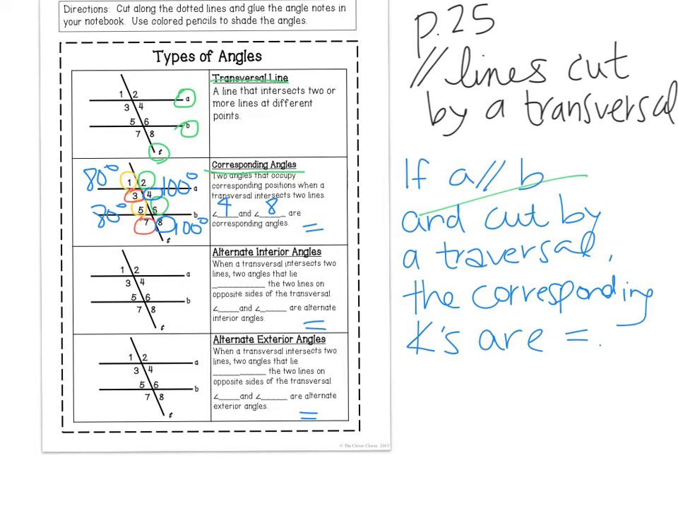All right, alternate interior angles. Basically, you need to know what interior means. Interior means inside, right? So we're looking at the inside. So we're looking at these guys right here, inside. They're inside, right? Think of this as a little room. They're inside the room. And when a transversal intersects 2 lines, 2 angles that lie blank the two lines on opposite sides of the transversal, blank and blank, are alternate interior angles, and they're equal to each other as long as they're cut by that transversal. All right, let's figure out what goes in those blanks.